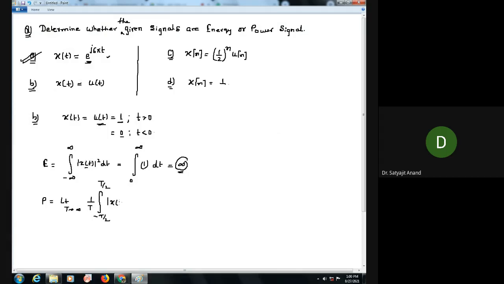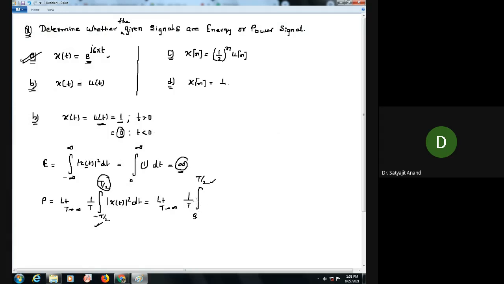Rather, what do we take? This one I have to take: limit T tends to infinity of 1 by T, and the limit I will be taking is 0 to T by 2. Why? Because in this range, minus T by 2 to plus T by 2, the upper limit is T by 2, perfect. So this goes from 0 to T by 2, there is no problem. The only thing is that we have to ignore the limit minus T by 2 to 0, because in this range this function is 0. So if you integrate this, you will be getting 0 finally.